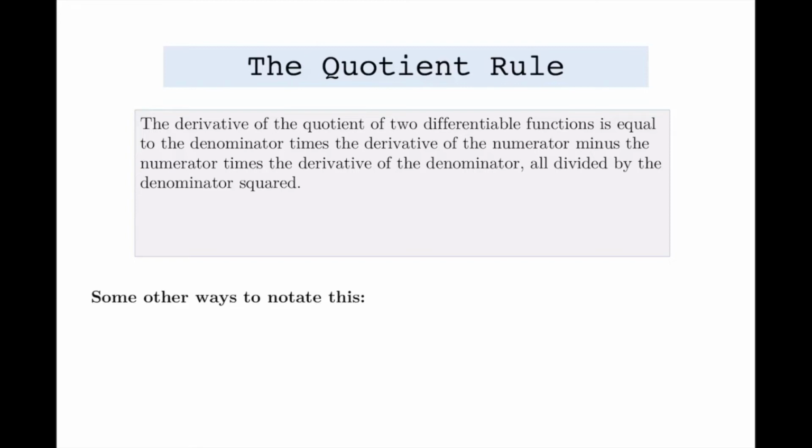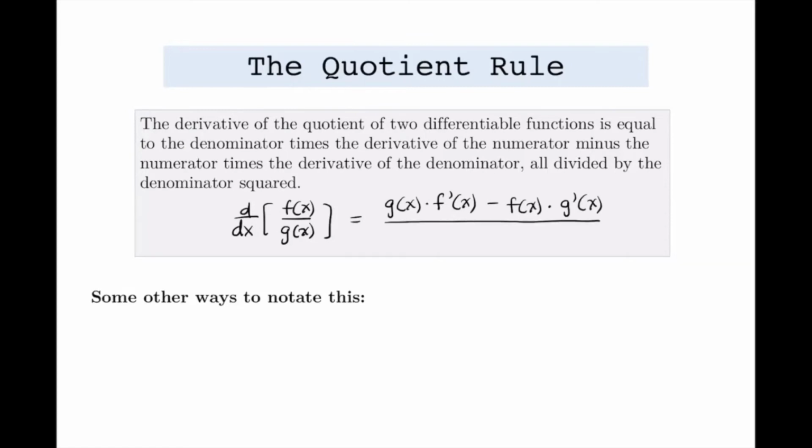Here is what that says in symbols. The derivative d dx of f of x over g of x is equal to the denominator g of x times the derivative of the numerator f prime of x, minus the numerator f of x times the derivative of the denominator g prime of x. Then that's all divided by the denominator g of x, the whole thing squared.